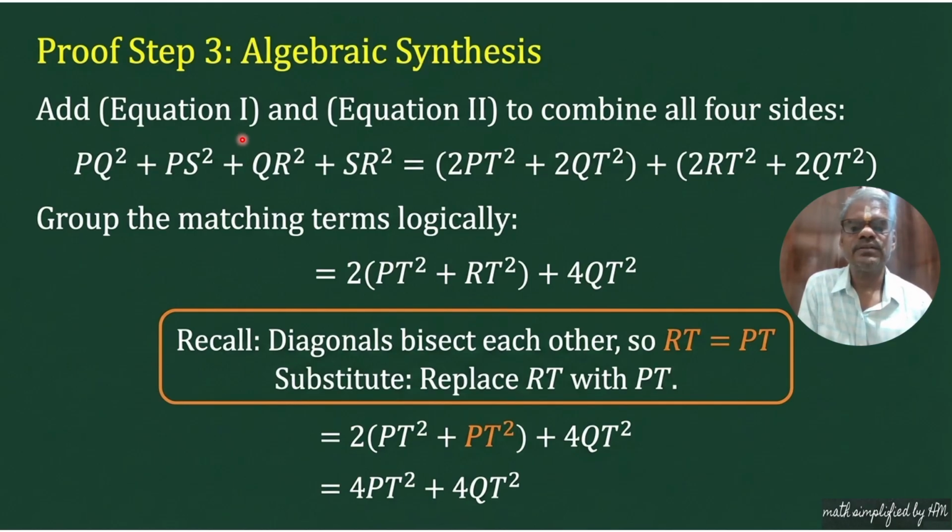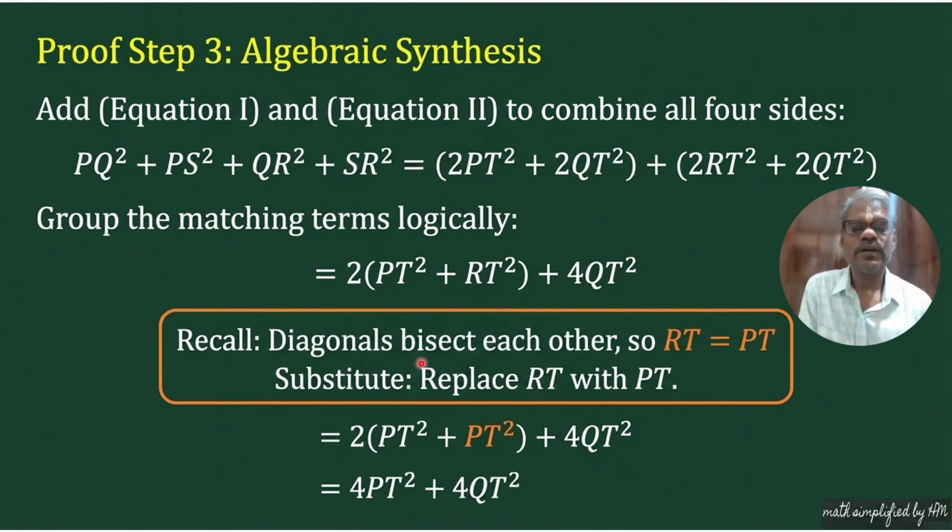Now, next step is the algebraic synthesis. Add equation 1 and equation 2 to combine all four sides. PQ square plus PS square plus QR square plus SR square is equal to 2 times PT square plus 2 times QT square plus 2 times RT square plus 2 times QT square. Group the matching terms logically.